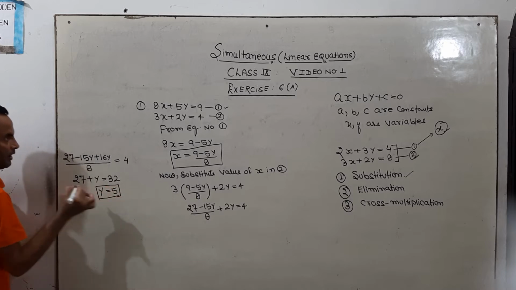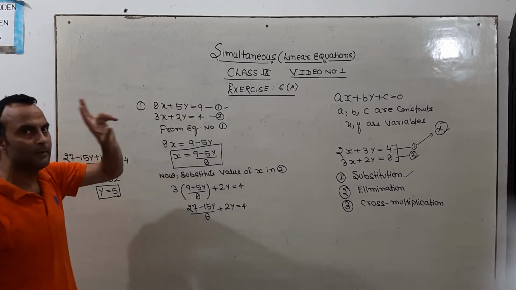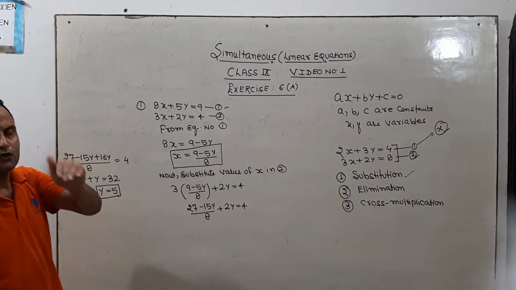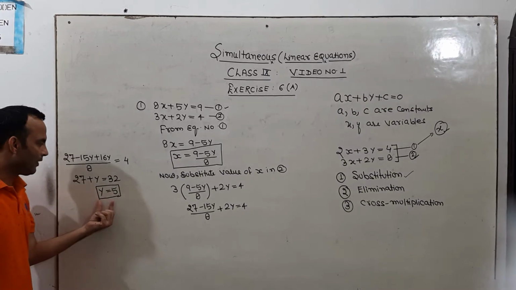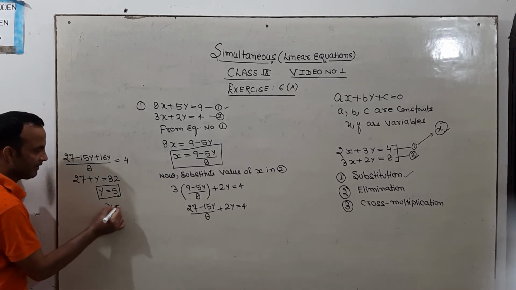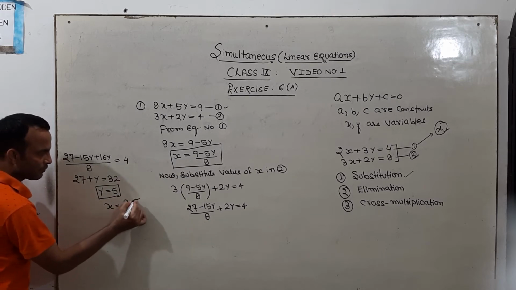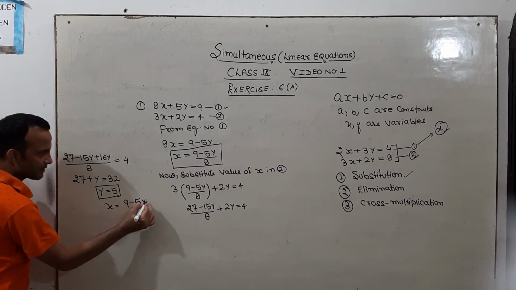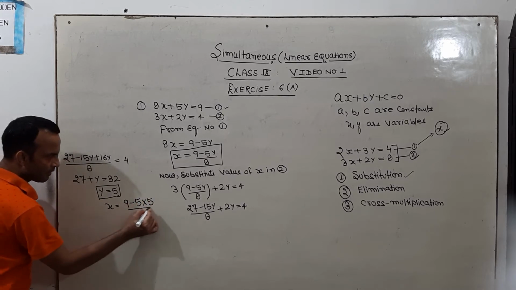Now, here you can see in this simultaneous linear equation, there are two variables x and y. So, we have to find both the variables. Here, the value of y is 5. Then find out the value of x. What is x? See here, x is what? 9 minus 5y. Substitute the value of y here, which is 5, upon 8.